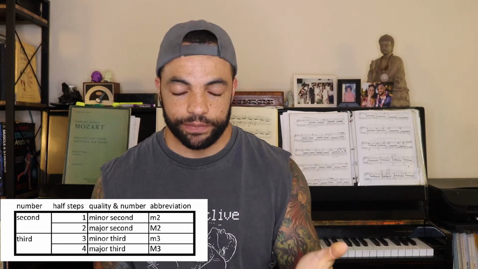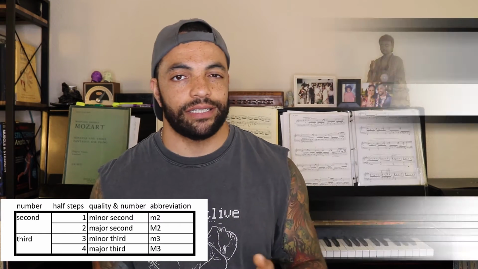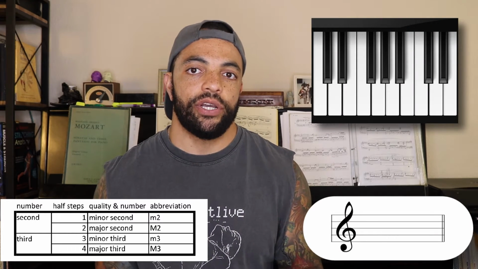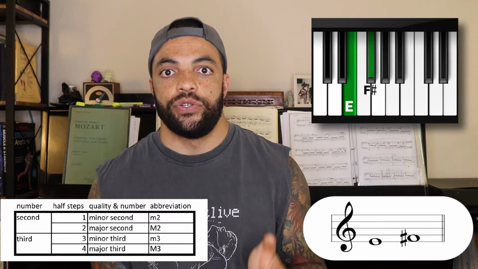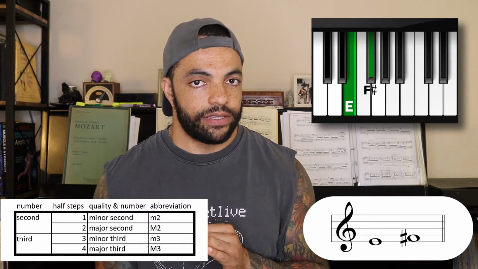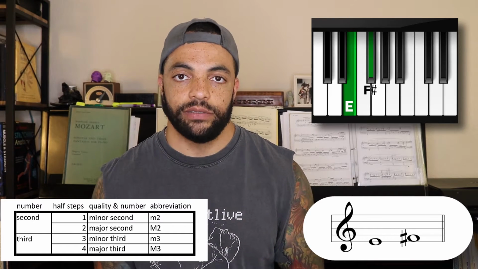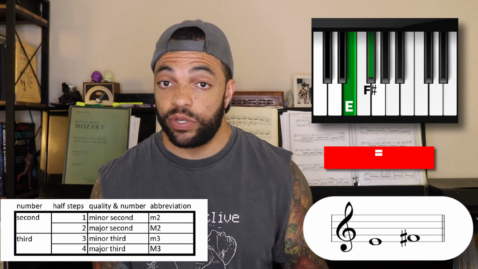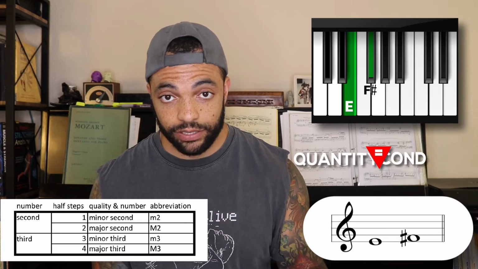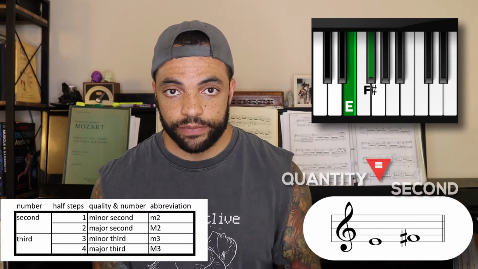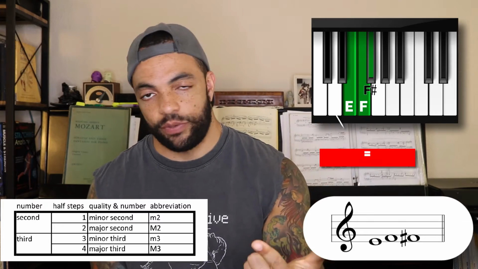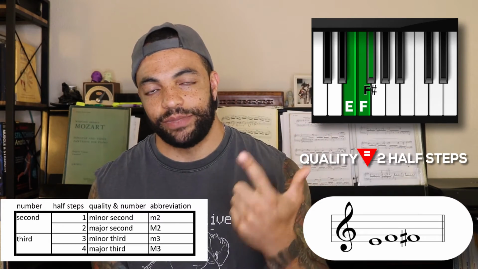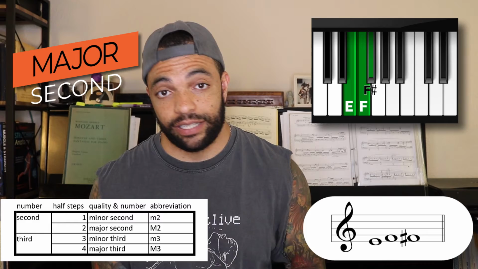All right, let's try another one. Let's take a look at this treble clef example here. We're gonna go from E to F sharp. So what is our quantity? Well, we are stepping. So remember, steps are the same thing as seconds. So we have a second, and now we just have to count our half steps. So we go from E, F, F sharp, 2 half steps. That is a major second.